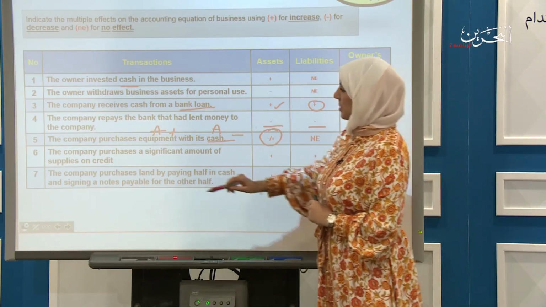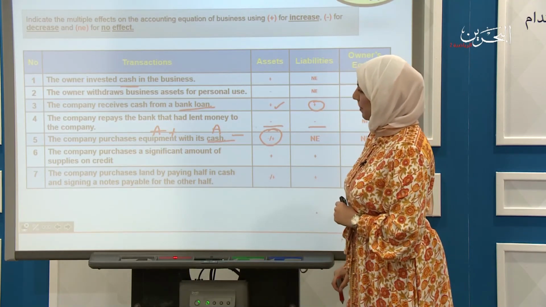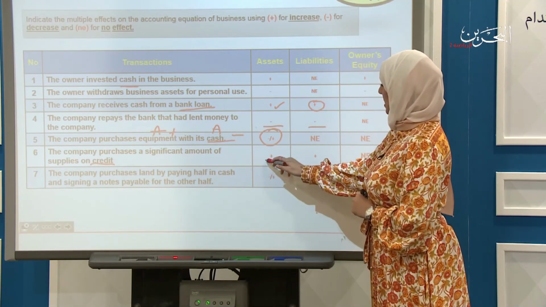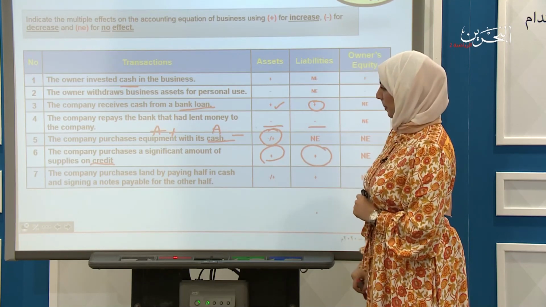The sixth transaction, the company purchased a significant amount of supplies on credit. So the effect will be an increase in assets and also an increase in liability.